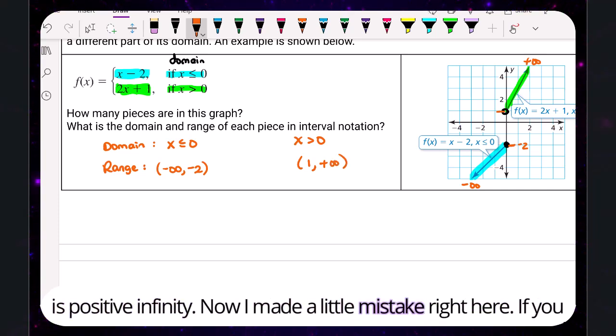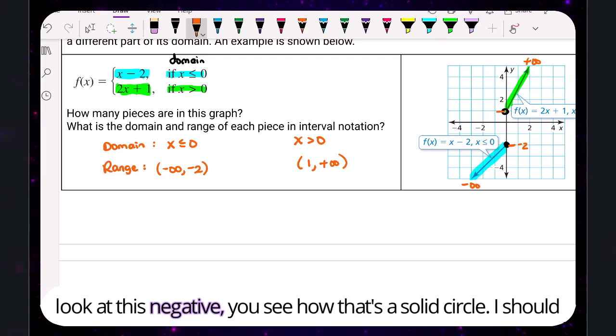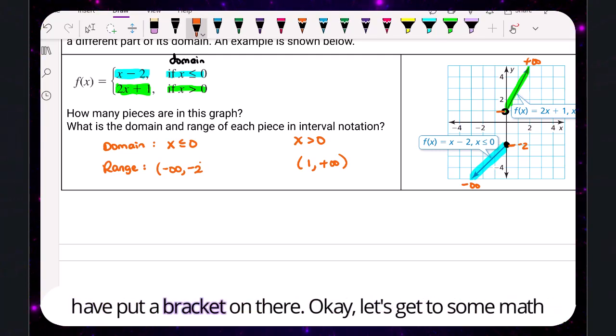Now, I made a little mistake right here. If you look at this negative 2, see how that's a solid circle? I should have put a bracket on there.